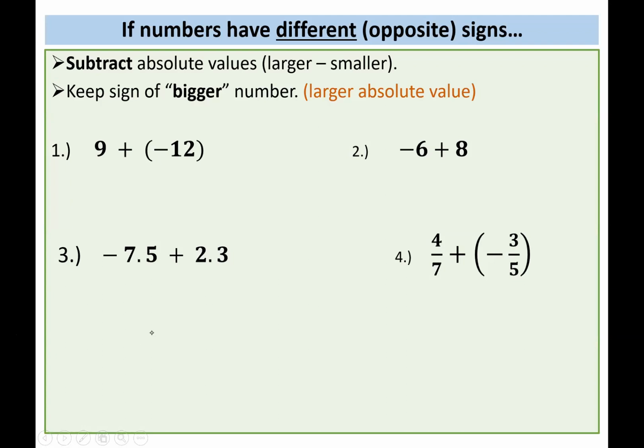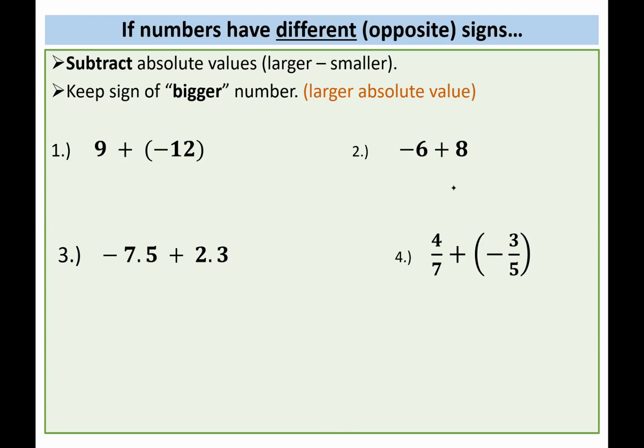Now we're going to see some examples where we are adding numbers that have different signs or opposite signs. Now, instead of adding, we really will treat these as subtraction. So we'll just read our little summary here. If numbers have different or opposite signs, we will subtract the absolute values. And in parentheses, I have larger minus smaller. So we'll take the bigger number minus the smaller number. Then keep the sign of the, quote, bigger number.